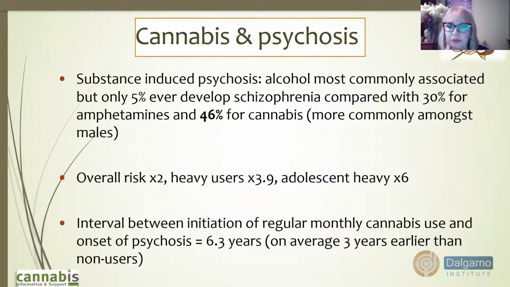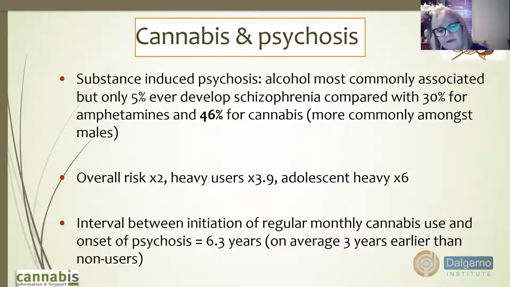Just to briefly look at the literature, any cannabis use overall increases the risk of developing a psychosis by 2, doubling. Amongst heavy users, double again, almost 4 times as likely. And adolescent use, which is heavy, increases the risk 6-fold of developing a psychosis.